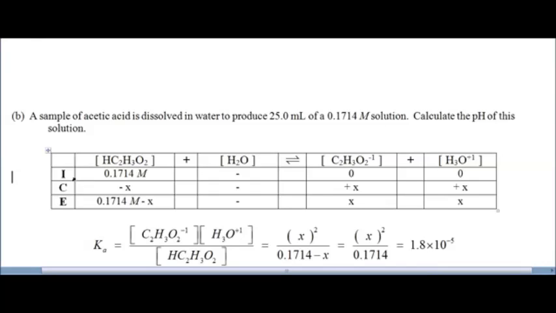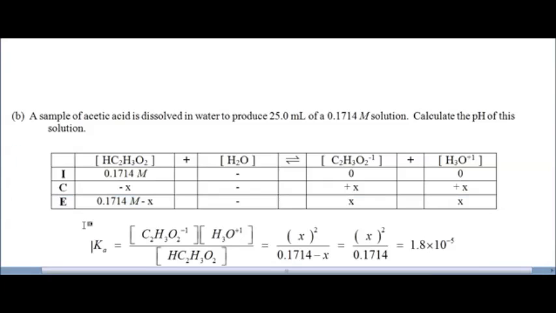Within the ice chart, you have your letters ICE. Now, again, that's why we call it an ice chart, is because we're talking about our concentrations initially, our concentrations during the change, and then our concentrations at equilibrium. What you'll notice here is we have variables here, x, that we're using for the amount that is actually changing, and we have a plus x on this side and a minus x on the left side, or the reactant side.